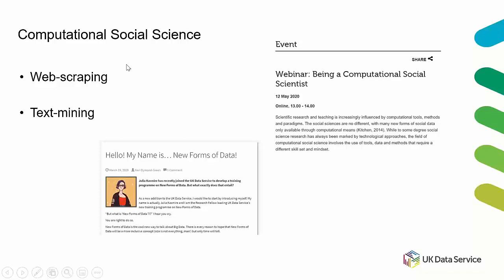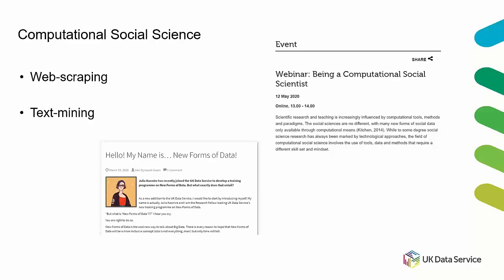And finally, on the resources, we have some resources for those who are interested in computational social science. So we used to call this new forms of data, so you might have seen it referred to as this on the website or in some of our older webinar series. But computational social science covers things such as working with big data, writing code, or applying analytical methods from other disciplines to the social sciences.